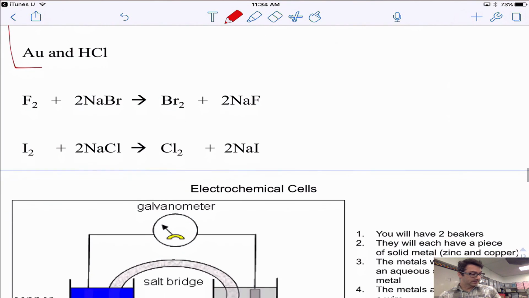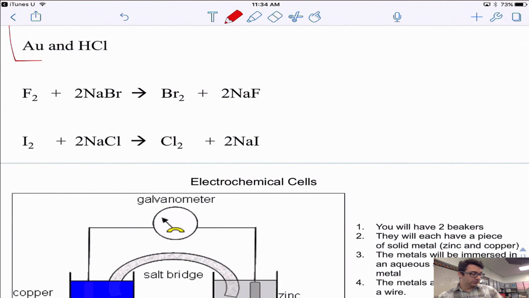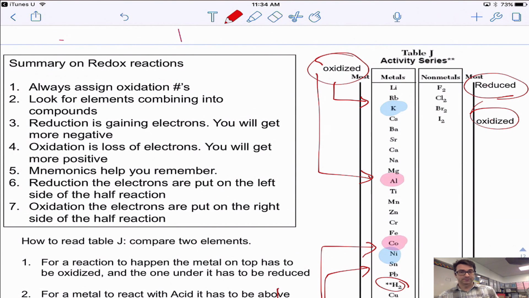Okay, you could try the nonmetal ones too. These are good to try. Remember, the metal on top should be oxidized. The nonmetal on top should be reduced. The nonmetal on the bottom should be oxidized. I write it on the table right over here, reduced, oxidized.